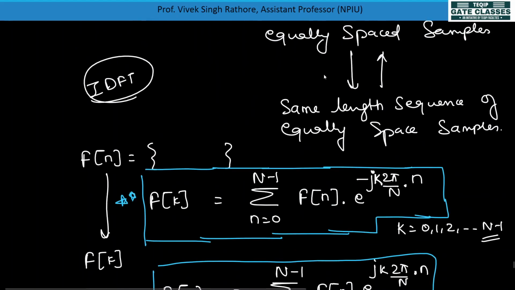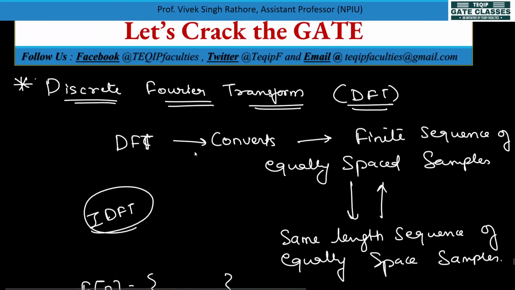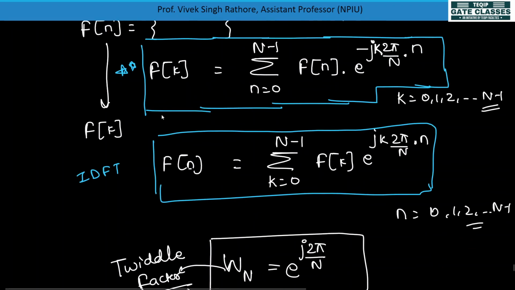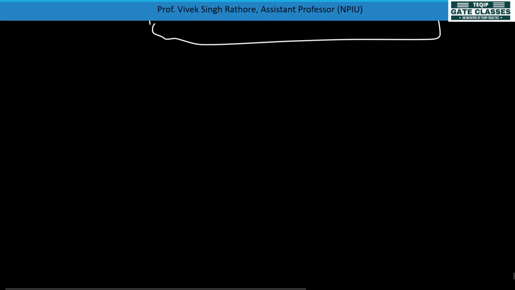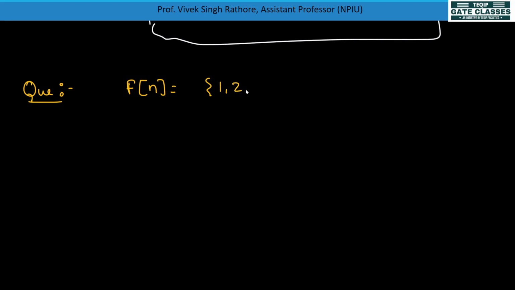So I think I have told you the definition. What is the definition of DFT? I told you the mathematical expression, and I told you the twiddle factor. Now, by solving a problem only can we understand, so we will try one question. I am writing one question, we will try to solve it. Suppose f of n is 1, 2, 3 and 4, and you have been asked to find the DFT of this signal.